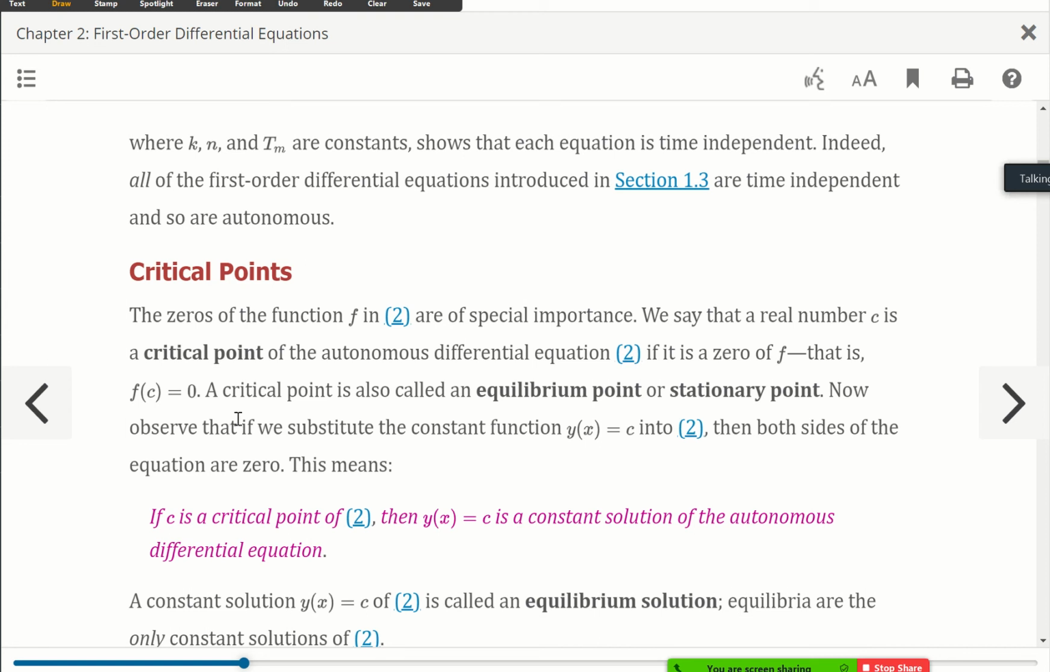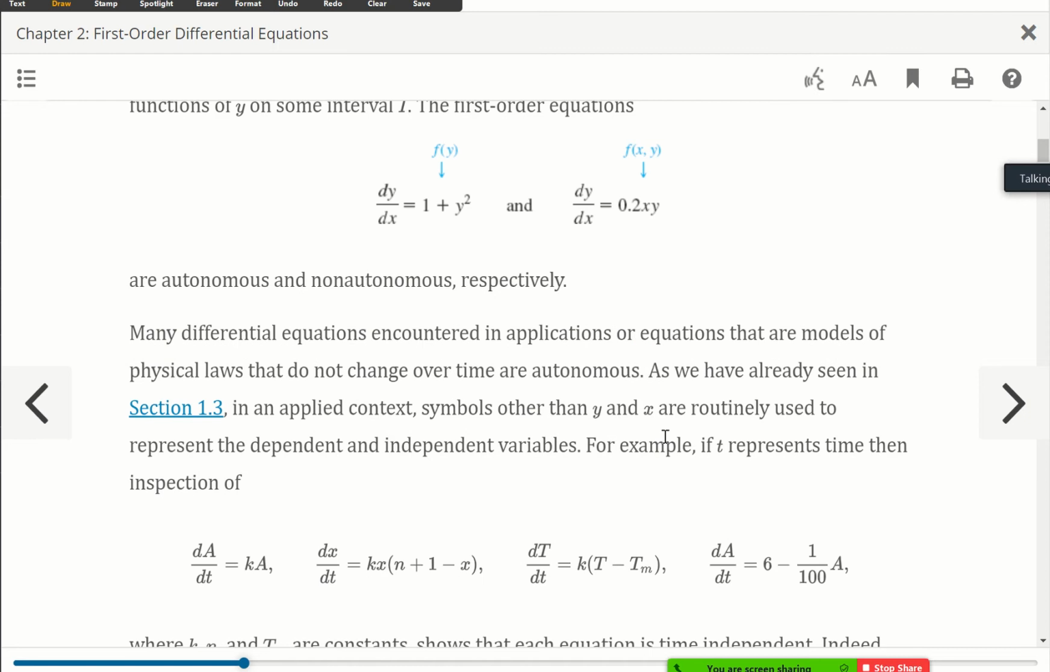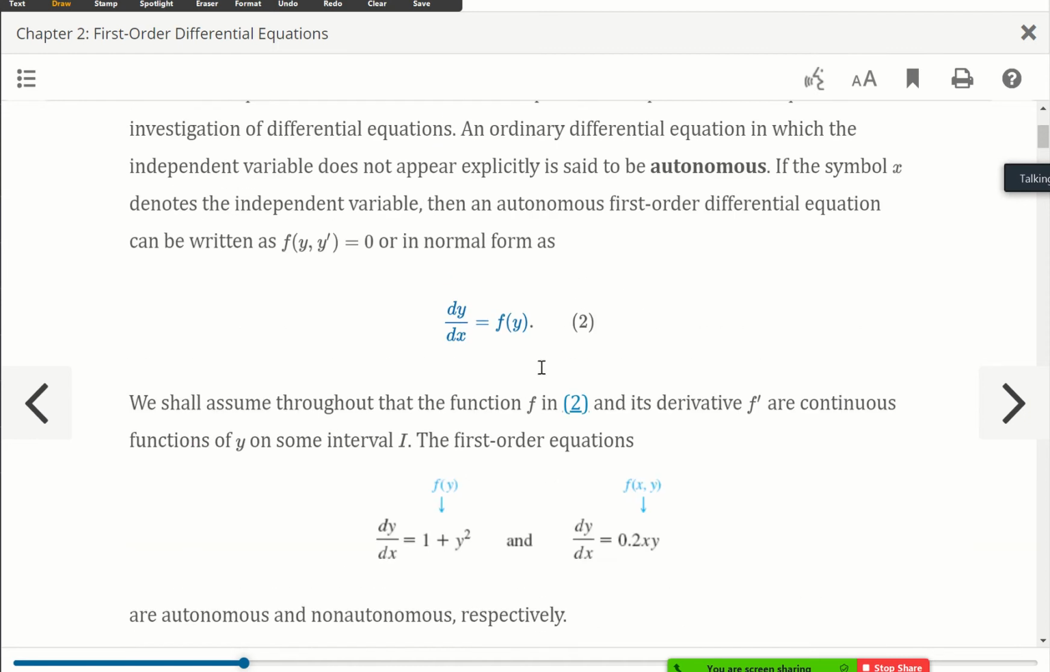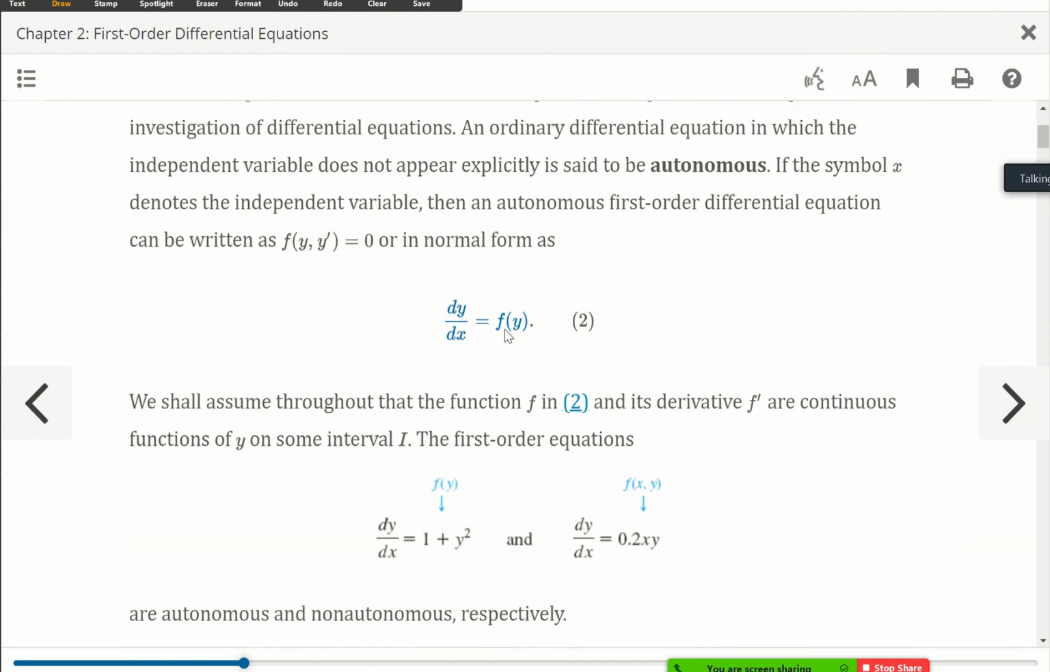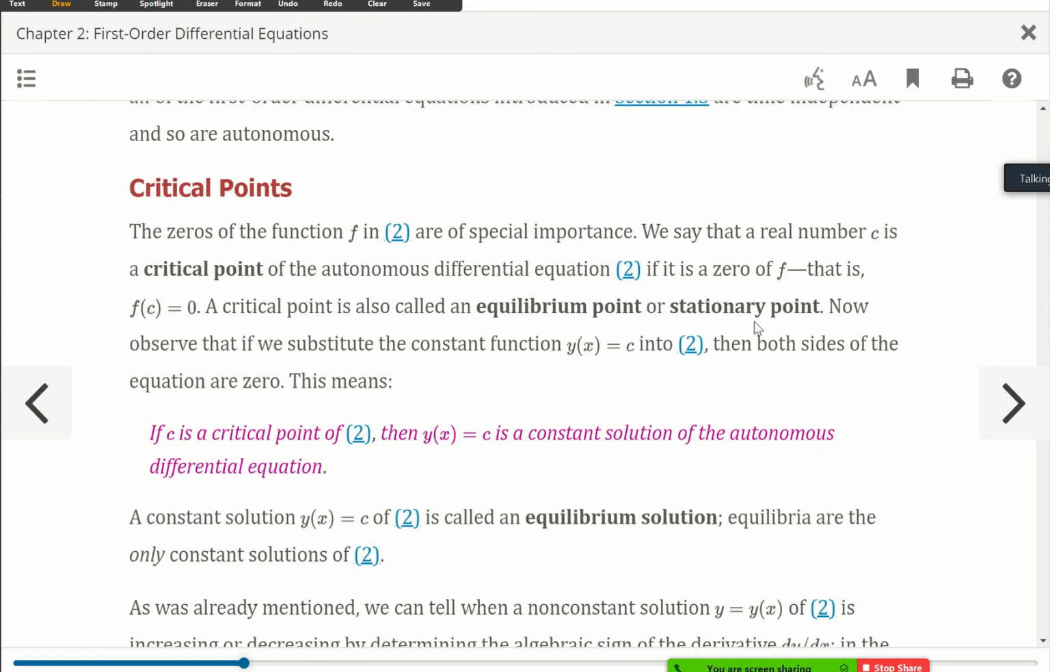We can observe that if we substitute the constant function y of x equals c into this expression, so if we have a constant, then both sides of the equation would be 0, which means that if c is a critical point of this equation, then y of x equals c is a constant solution of the autonomous differential equation. So we can find the constant solutions.